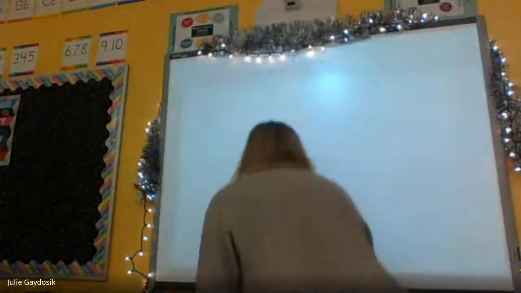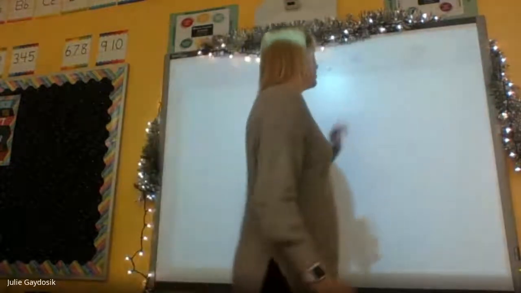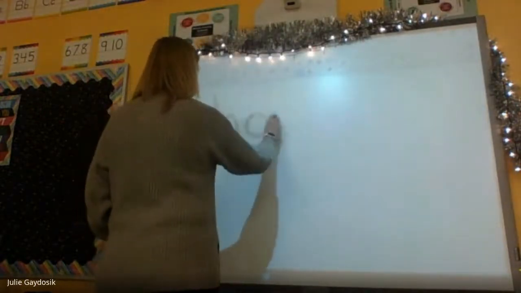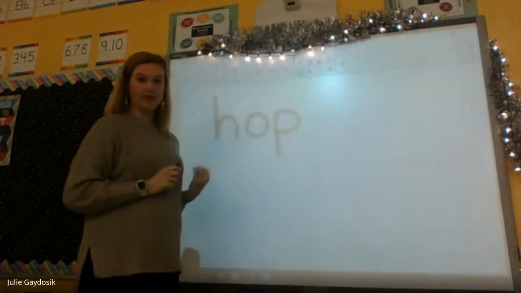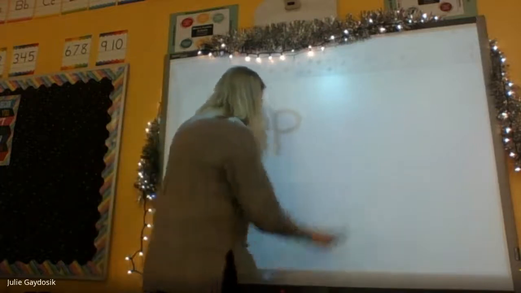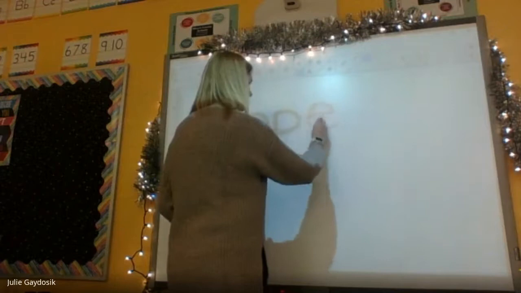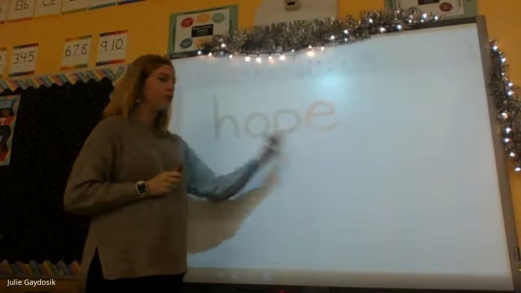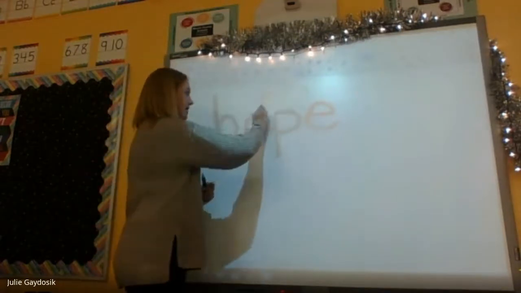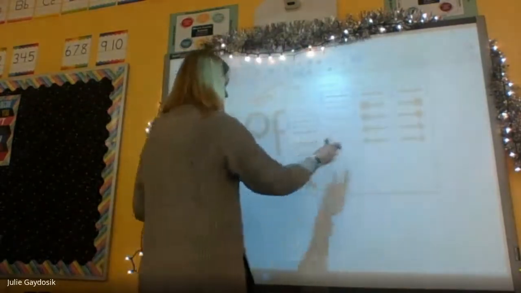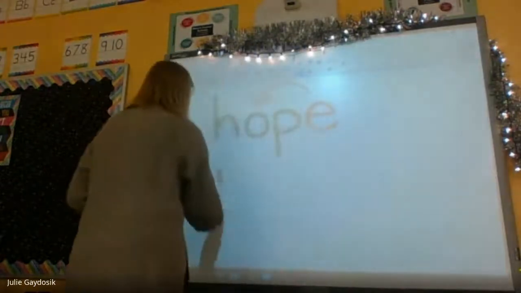Now, a couple words I want to go over before we build some words. So for example, we all know what this word is. This is the word hop. Hop. But when you add the magic E on the end, it changes it to hope, because this E makes the O say its name. The next word I want to go over with you is actually one that was in our story. Okay?